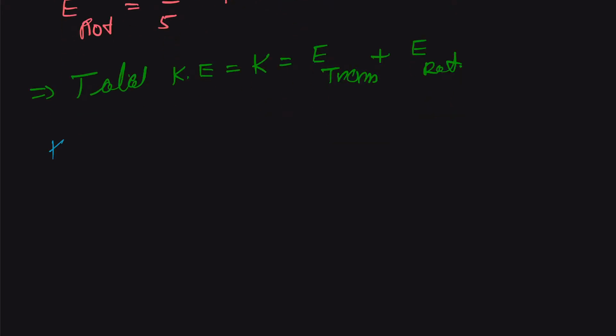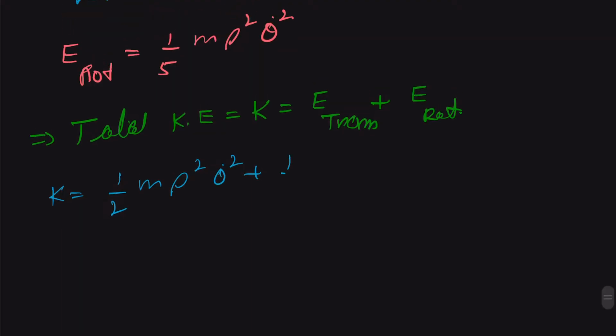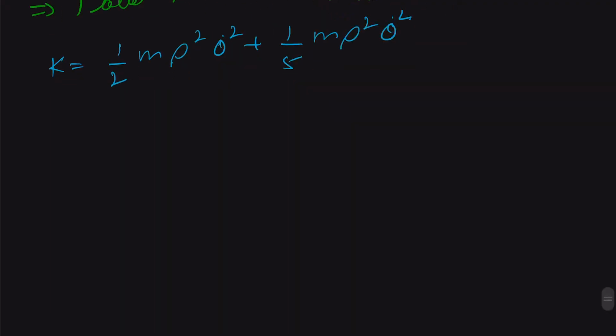So we get K is equal to translational, which is 1 by 2 m rho square theta dot square, plus rotational, which is 1 by 5 m rho square theta dot square, and we can take the LCM, which will be 10, so this will be 7 by 10 times m rho square theta dot square. So this is the total kinetic energy.